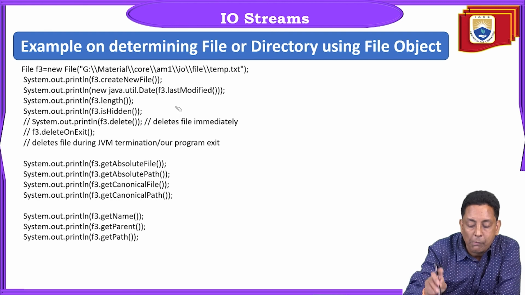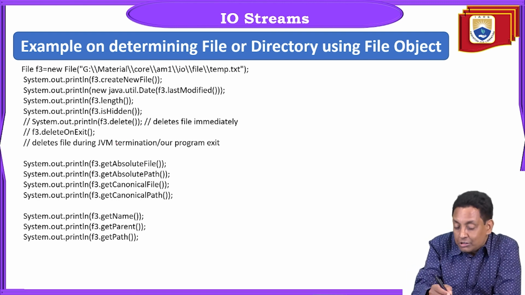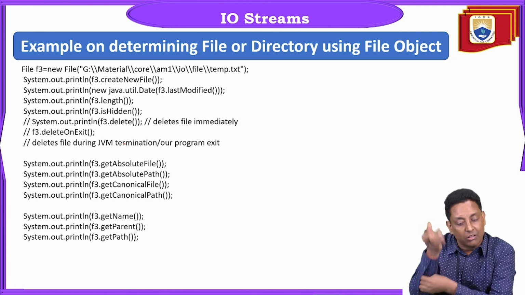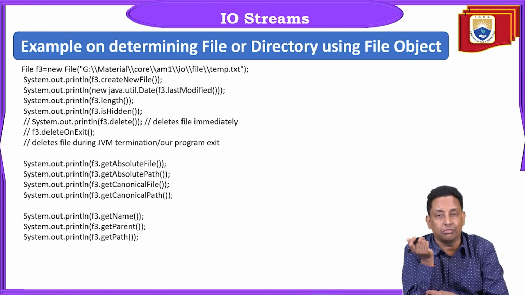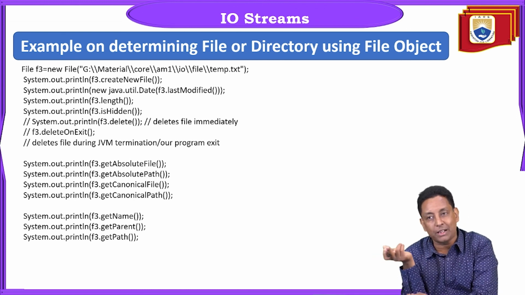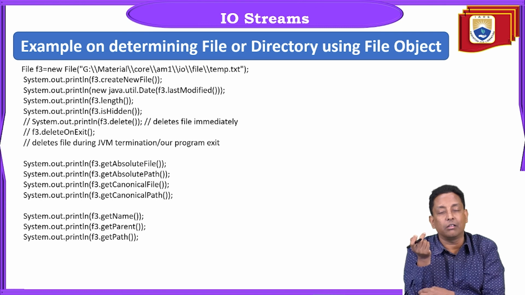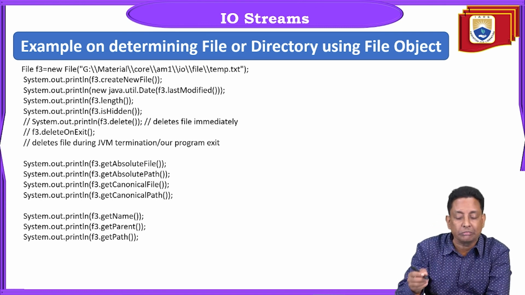So, it deletes files during JVM termination. We use this file.delete method or deleteOnExit method in the RandomAccessFile example. The next topic is serialization, and the topic after that is RandomAccessFile; there we use this delete method.